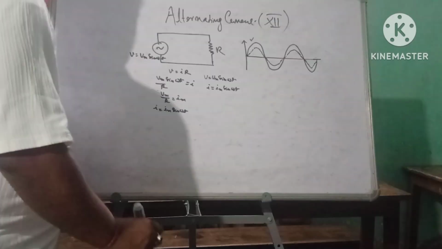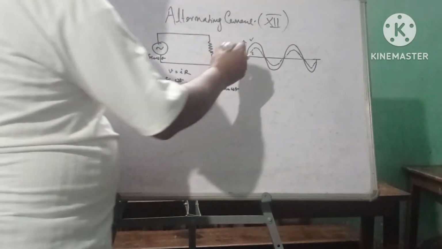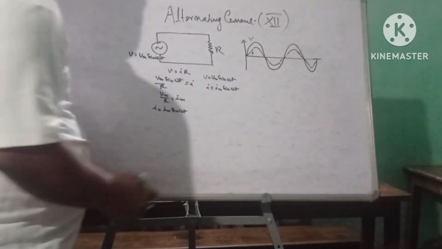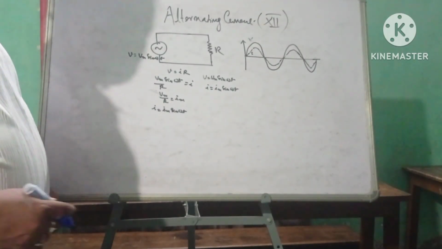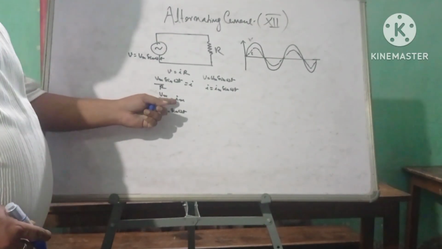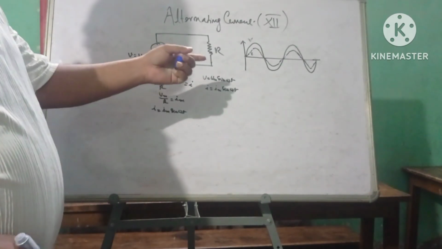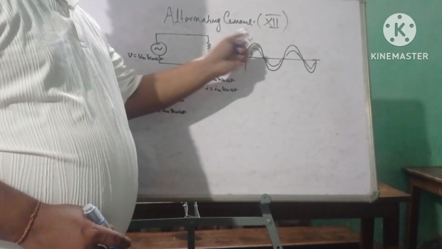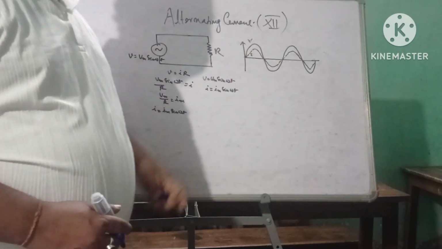Now you can again ask a question. What is the question? Why is the graph of I lower than that of V? So here you find that I is equal to Vm by R. So the value of I is automatically less than that of V. So your graph goes a little bit down compared to V.